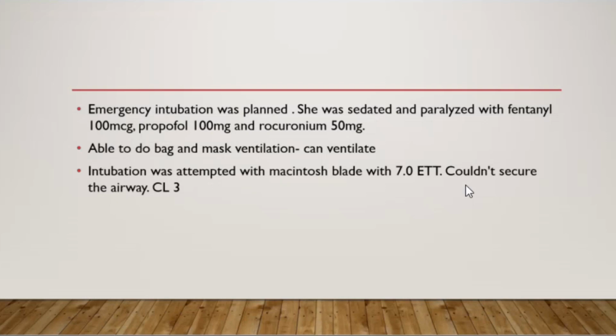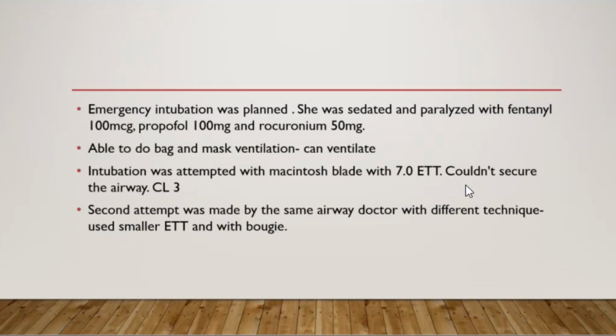Audience? LMA, sir. And here. LMA, sir. Second attempt with the bougie. We tried a second attempt with the same airway doctor, using a different technique. We used a smaller ICU tube with the bougie. So what happened? We couldn't secure the airway. We failed the second time also. The grade was 3. I could not see any vocal cords. It failed in the second attempt also.